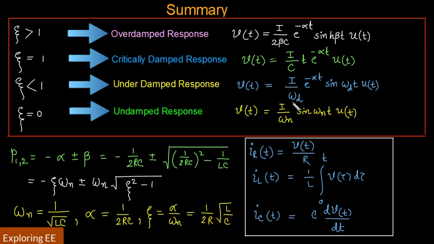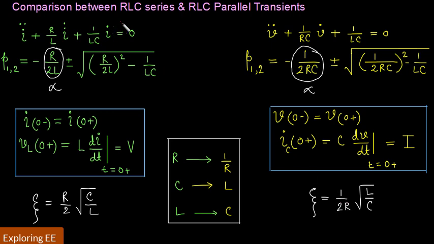Once we get the expression of voltage across the parallel RLC branch, from that we can easily calculate the current through the resistance, given by 1 by R times the voltage; the current through the inductor, I_L(t), which is 1 by L times the integral of voltage; and the current through the capacitance, given by C times the time derivative of the voltage across the parallel RLC branch. So let us compare between the RLC series and RLC parallel transients.